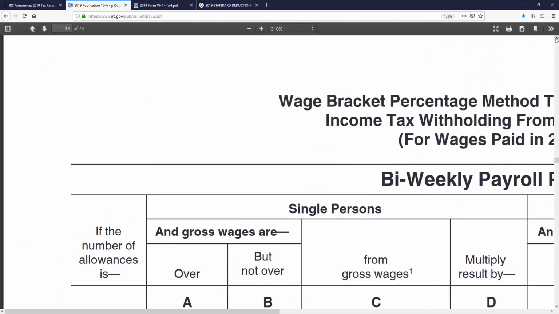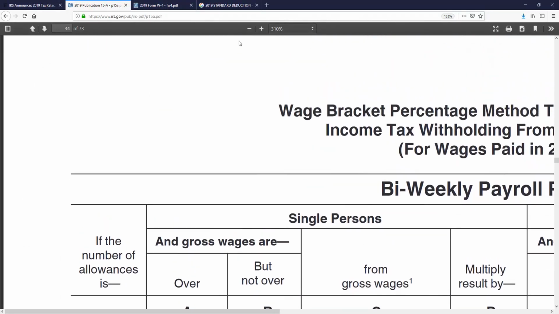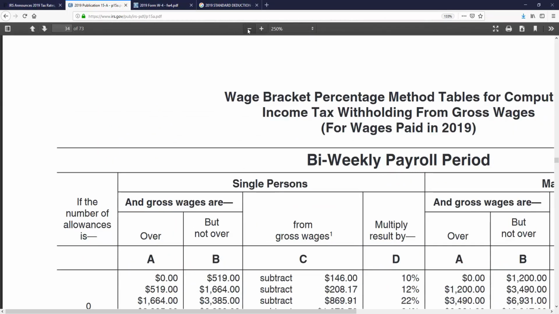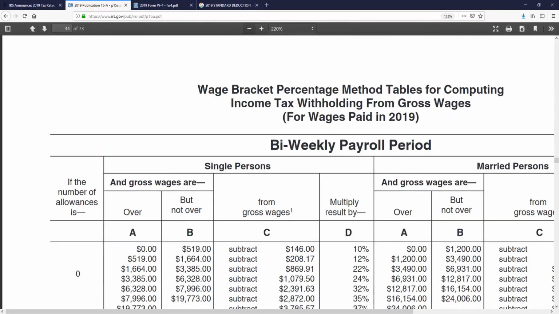IRS biweekly withholding table. Okay, so as you can see, this is the wage bracket percentage method tables for computing income tax withholding from gross wages. This is what your employer uses to withhold taxes from your paycheck. And we're going to assume, just for simplicity's sake, that this person is being paid bi-weekly. That's every other week.